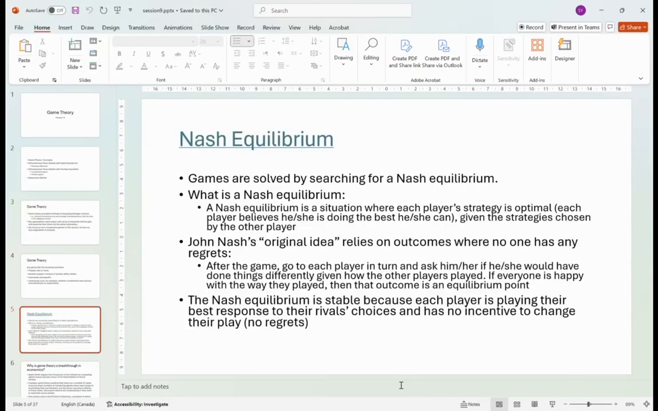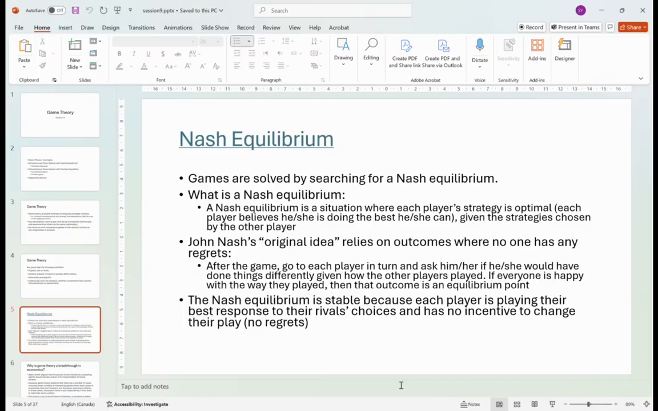So first of all, before we review more concepts in game theory, let's first talk about the famous equilibrium we have in game theory. It's called Nash equilibrium, and the name comes from the name of a famous scientist in math, John Nash.